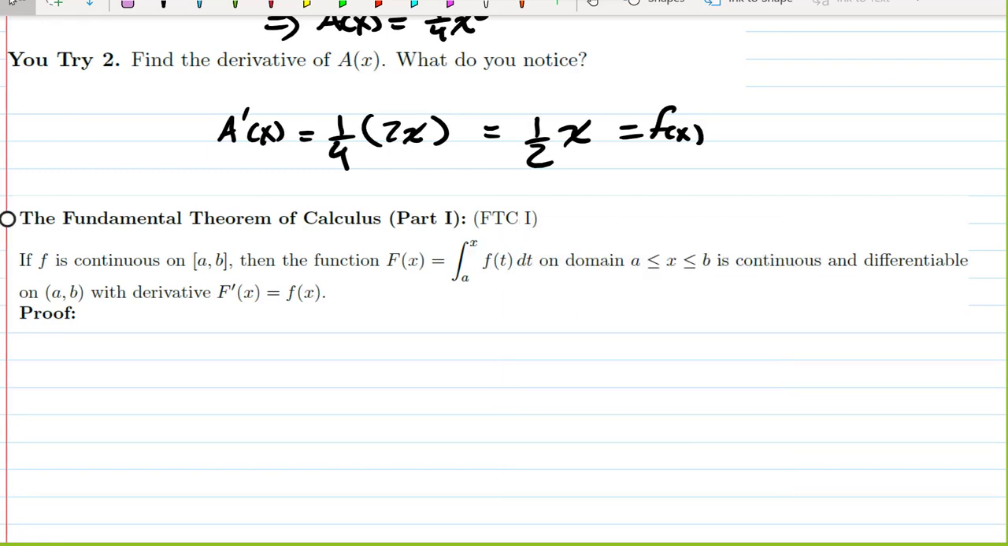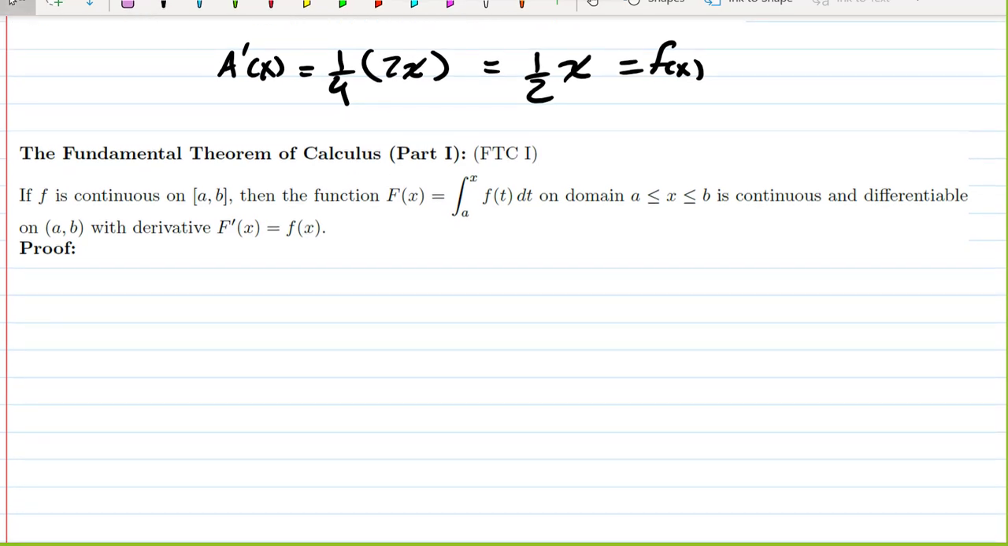So the Fundamental Theorem of Calculus Part 1, often abbreviated as just FTC I, is: if f is continuous on a closed interval [a, b], then the function, and we use capital F of x to represent the antiderivative, same thing we did in 4.9, to be the function, the integral from a to x of f of t dt on the domain a is less than x is less than b, is continuous and differentiable on the open interval (a, b) with derivative F prime of x equals f of x.